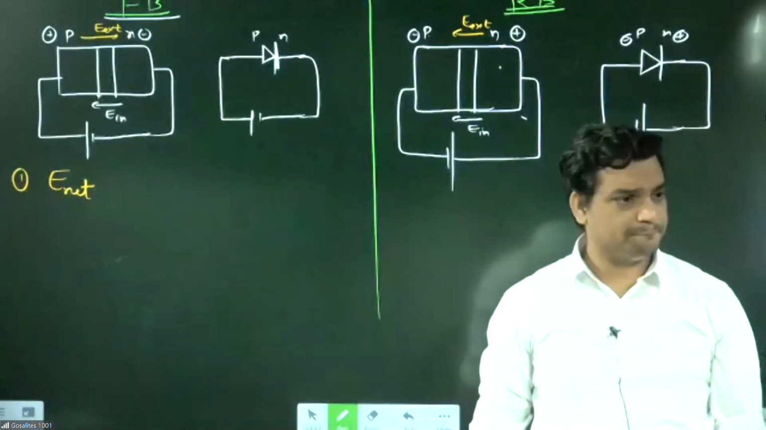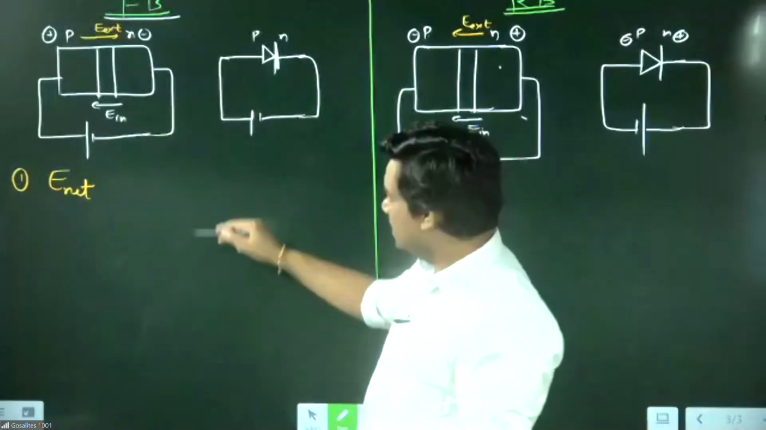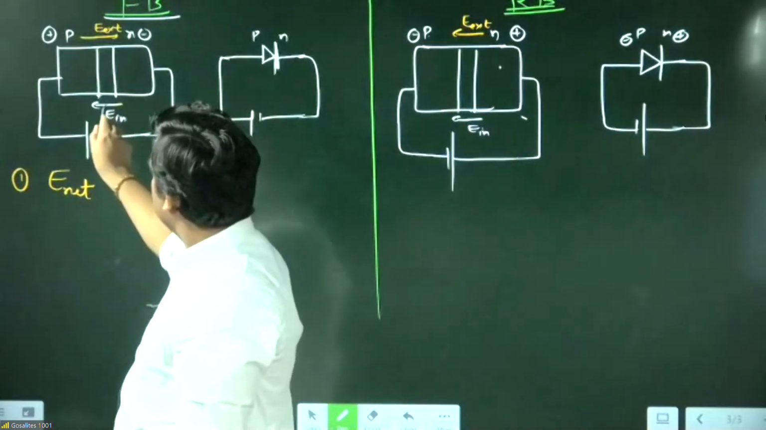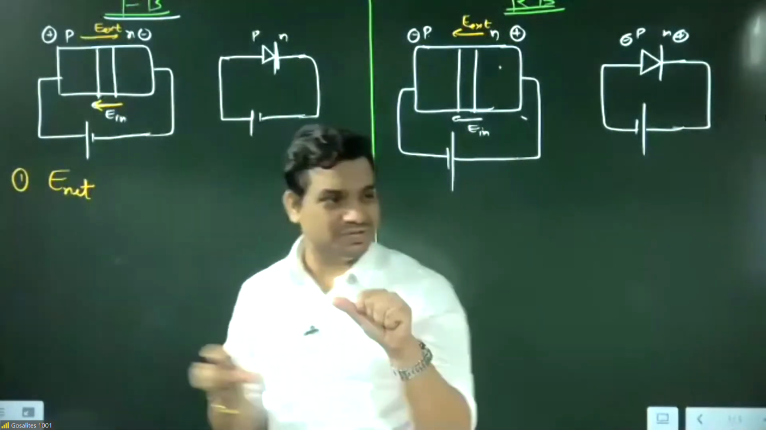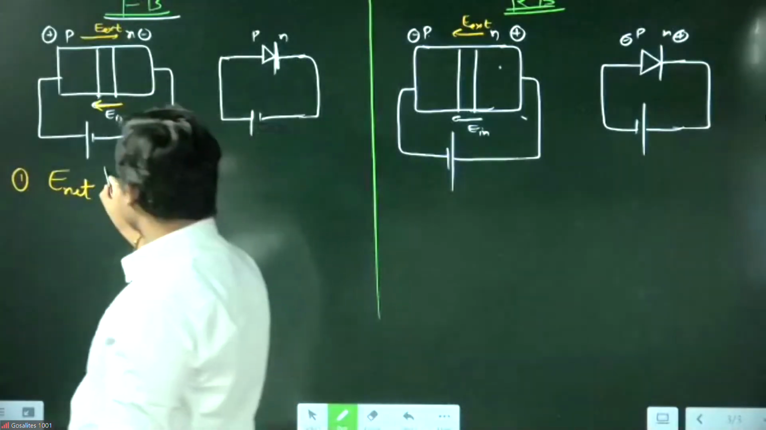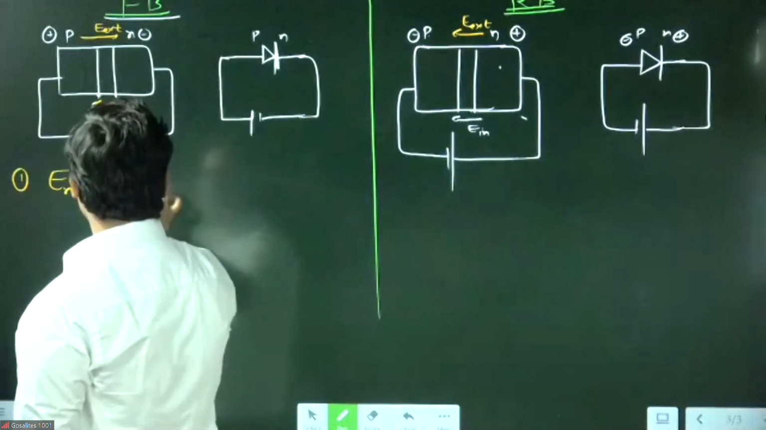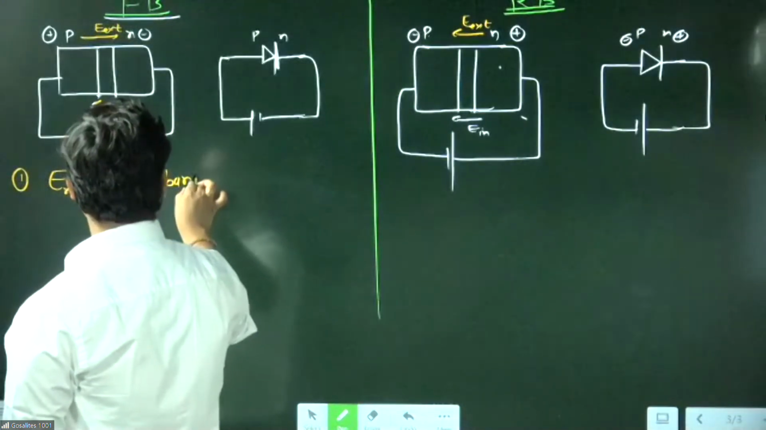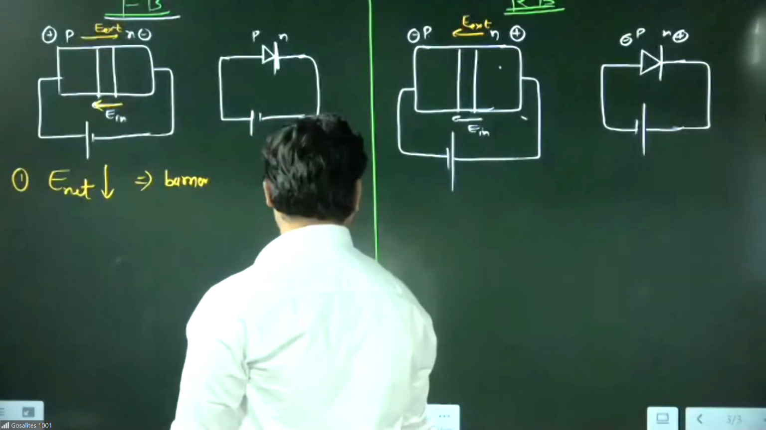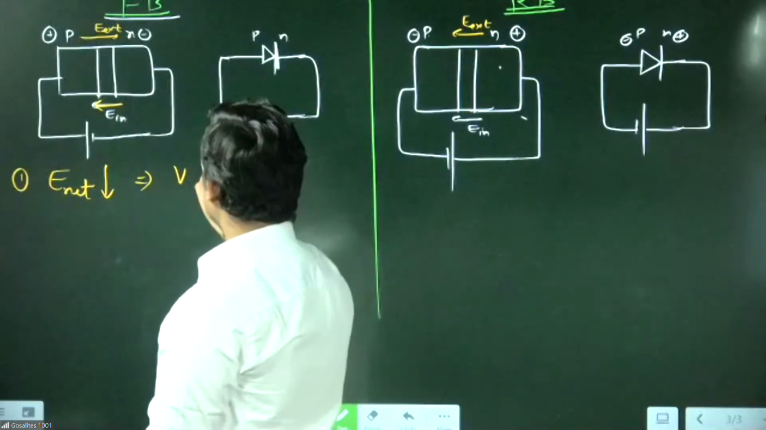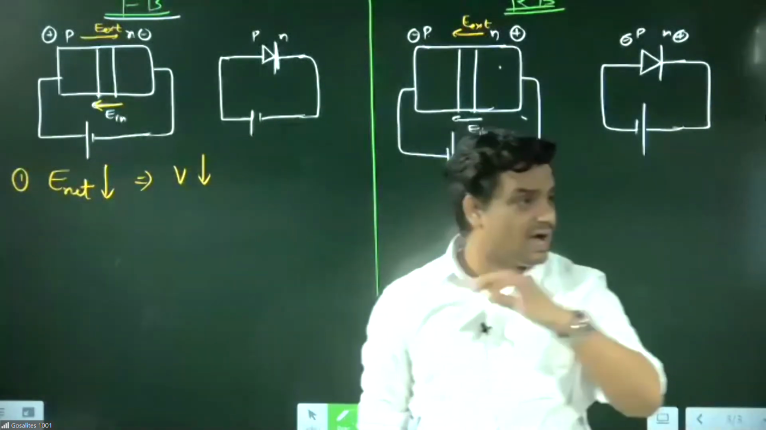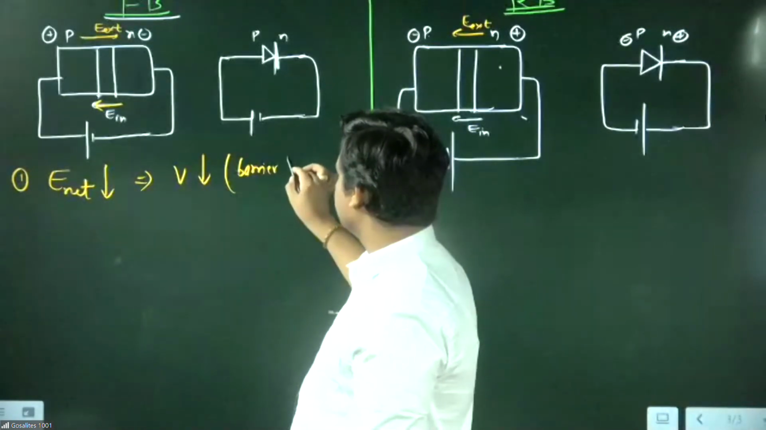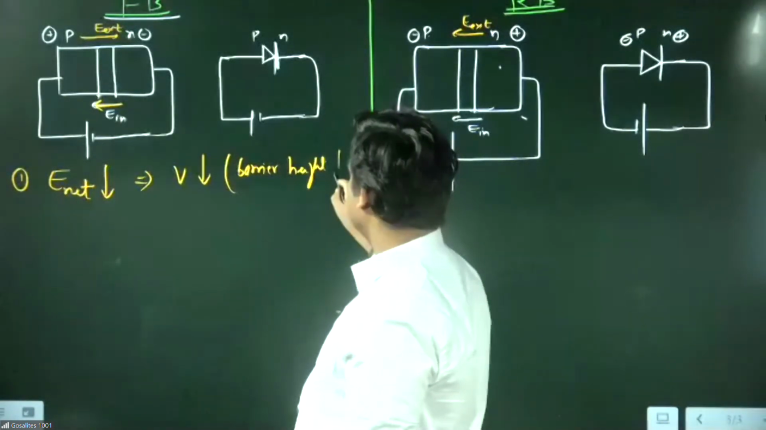Tell fast. E net: internal is this side, external is this side. Both are opposite to each other. If both are opposite to each other, that means it is decreased. If the internal field is decreased, what about the barrier potential V? V is also decreased. V decreased means our barrier height, or barrier potential, will be decreased.